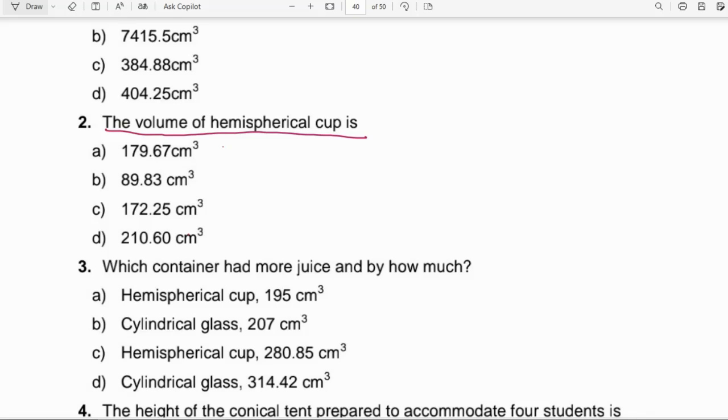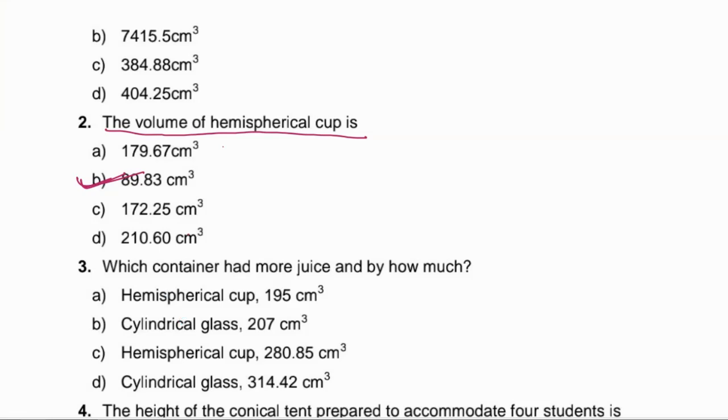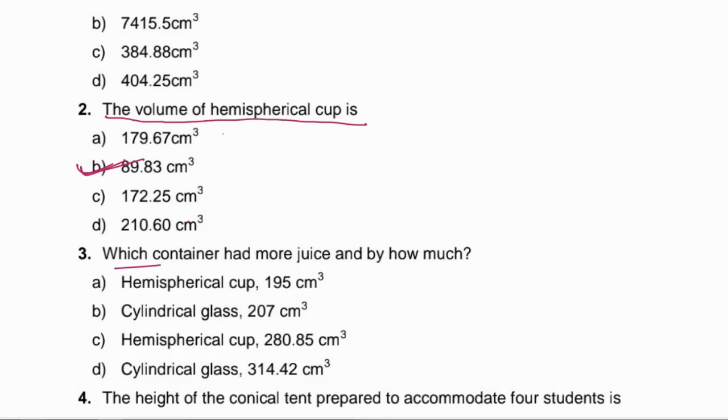So moving on with the next one, we have: which container had more juice and by how much. So here we have to find what is the volume of both. Already we have found the volume of both. So it's asking you to find which container had more juice and by how much. So we have to find which will be having more juice, that is, whose volume is more than the other one.